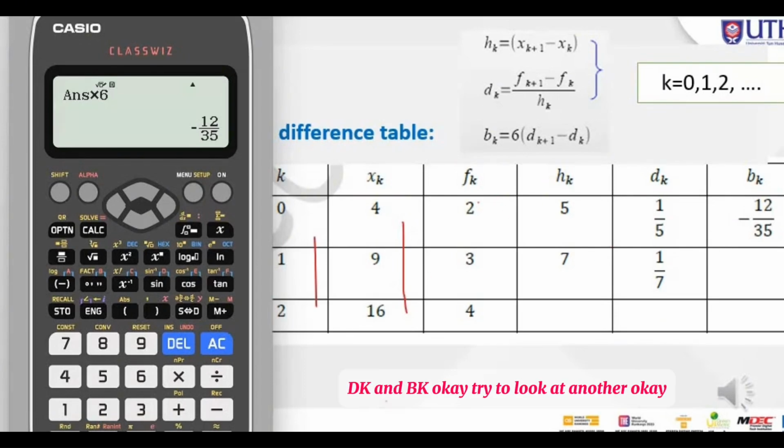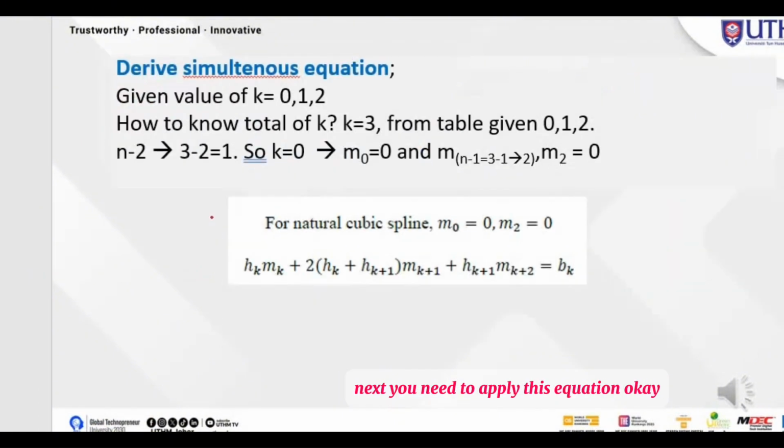Okay, try to look at another. Next, you need to apply this equation. This equation is given in the final. So how do we get the values of M_0 and M_2? The first thing, this one: M_0 equals 0 is fixed. So whatever it is, M_0 equals 0 is fixed.